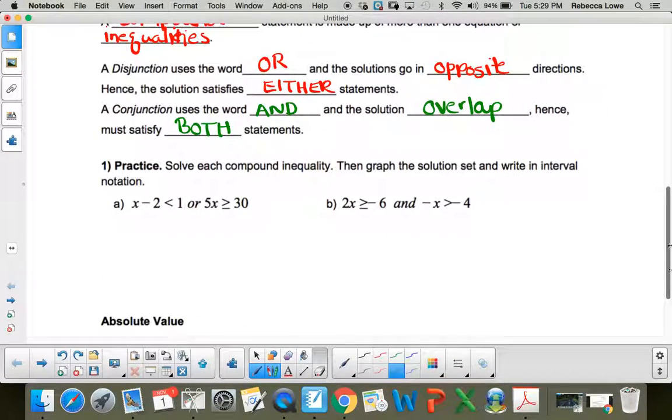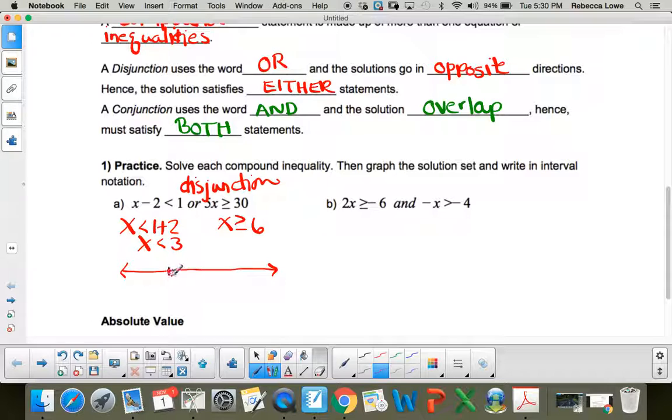So we're going to go down to A and B. A is a disjunction because of the word or, so the shading will most likely go in opposite directions, not always. And we solve these the same way we have been solving inequalities. We get x is less than 3, and we get x is greater than or equal to 6. We also do our shading the same way we've been doing it. 3 open circle to the left because x is less than 3, and 6 closed circle to the right. So any rational number to the left of 3 is a solution, and any number from 6 and beyond is a solution. Either one would work.